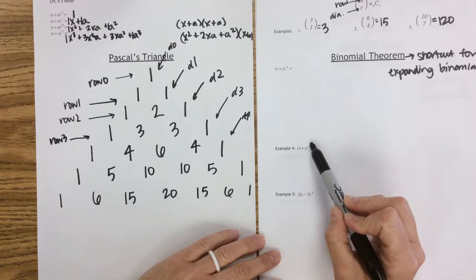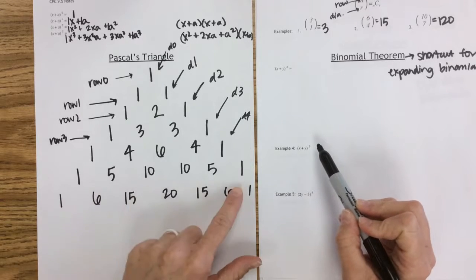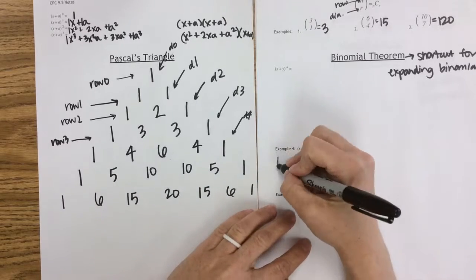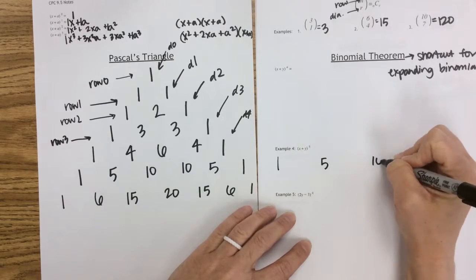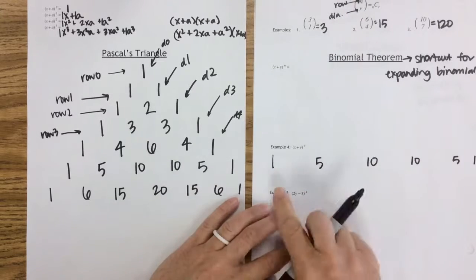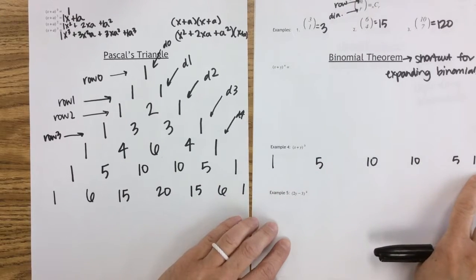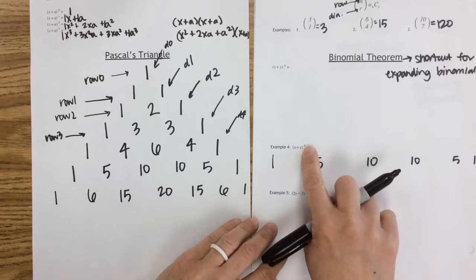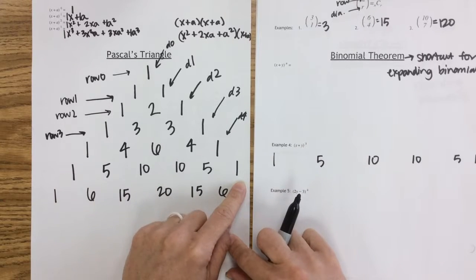The first step is to look at the 5th row and write those numbers down. So the numbers are 1, 5, 10, 10, 5, 1. I spread them out quite a bit and I almost ran out of room, but that's the first step, is to take that 5th row and to write it down.